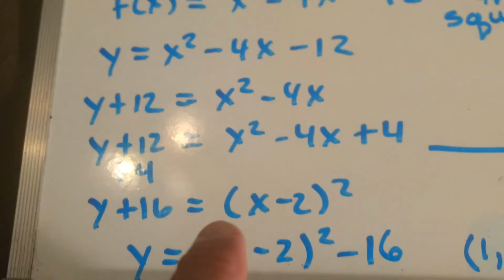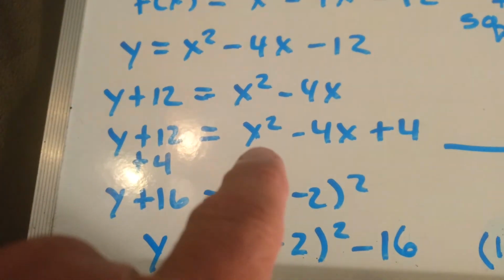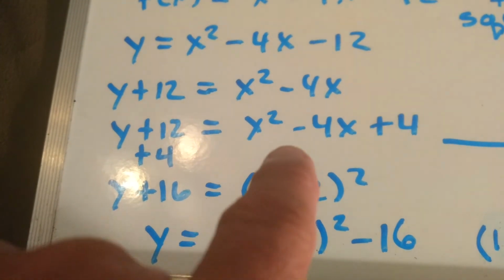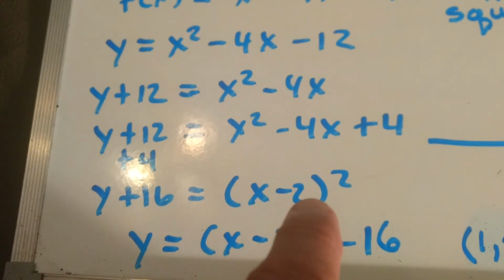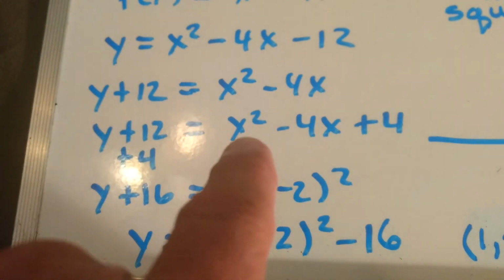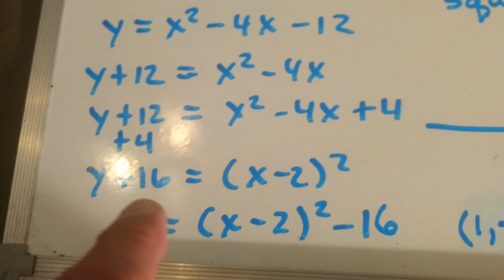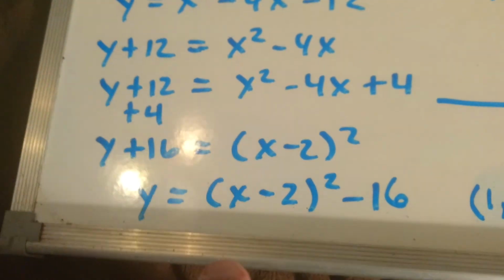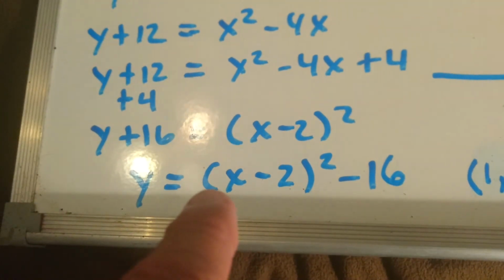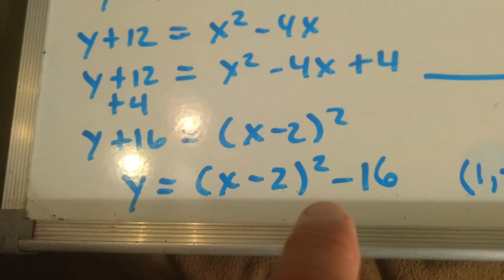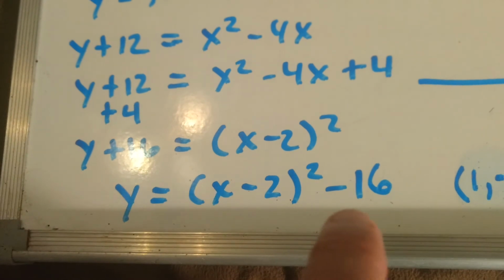So here's where the vertex form comes in. Take the square root of the first term, which is going to be x. Keep that middle sign. Take the square root of the last term. So this is x minus 2, x minus 2 squared. Then subtract the 16 over, and we're now in vertex form. We have y equals parentheses x minus 2 squared minus 16. H is my 2. K is my negative 16.